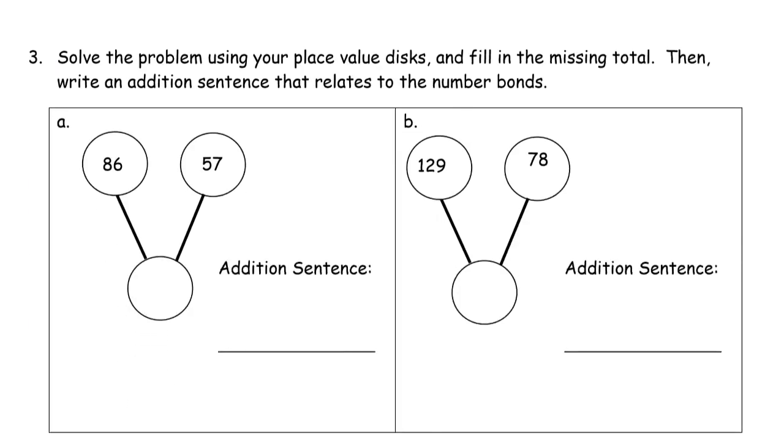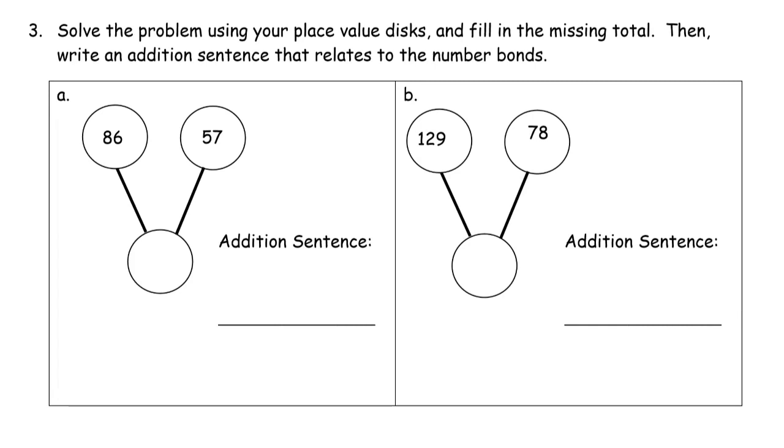Number 3, solve the problem using your place value discs and fill in the missing total. Then write an addition sentence that relates to the number bonds. So let's see, find the missing total. Okay, so here's our addition sentence, right? These are the parts. The parts are addends, and the whole is going to be our total. So it's 86 plus 57.